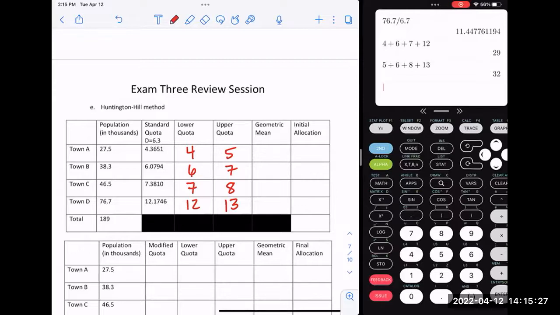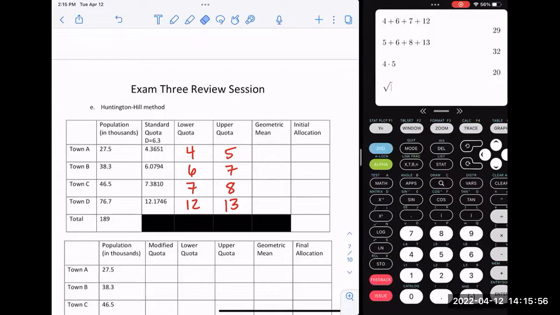All right, and then I've got a column here for geometric mean. So we're going to find the geometric mean between the lower quota and the upper quota. The way that you find geometric mean between two numbers is you multiply them together and take the square root. So if I want to find the geometric mean between 4 and 5, that means I'm going to multiply those together. And then I'm going to take the square root of that.